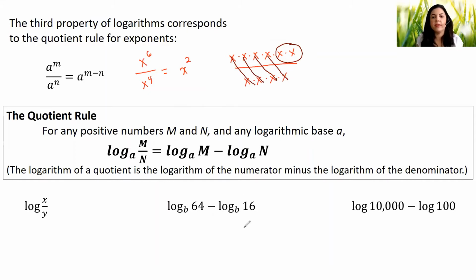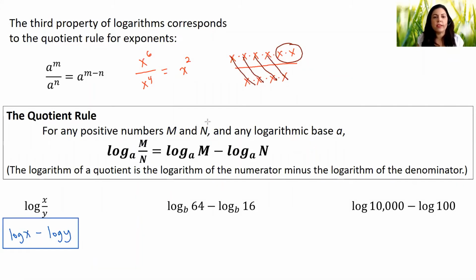Similarly with these logarithms. If we have the logarithm of a quotient, m divided by n, we can split that up into a subtraction, the difference of the two logarithms. So with a product, we split it up using addition. With a quotient, we split it up using subtraction. It says the logarithm of a quotient is the logarithm of the numerator minus the logarithm of the denominator. So again, let's look at that. If I have the logarithm of x over y, that means I can just rewrite this as the log of x minus the log of y. That's all.